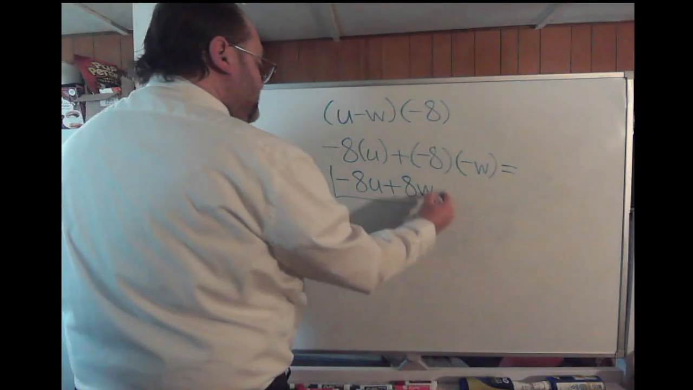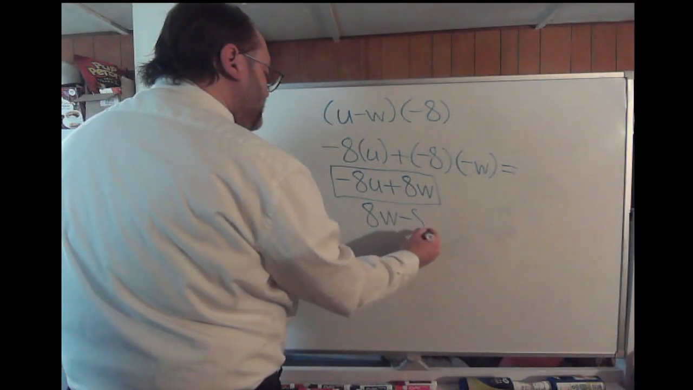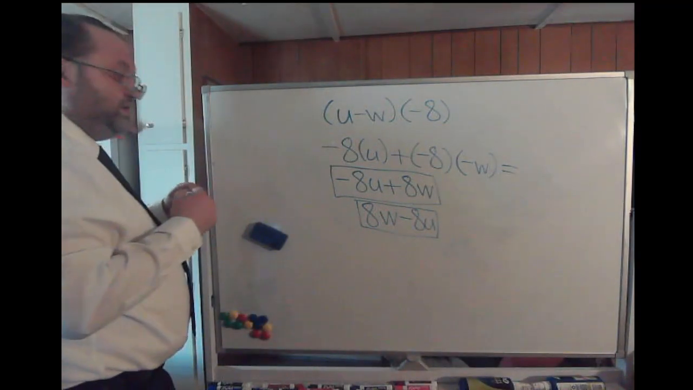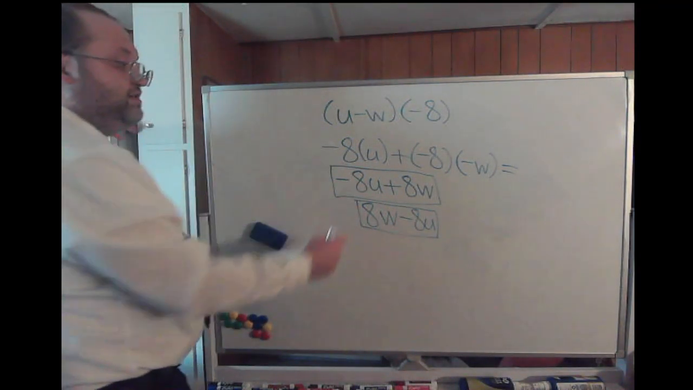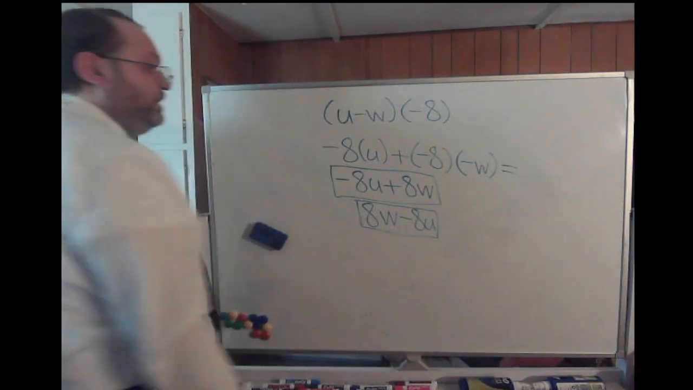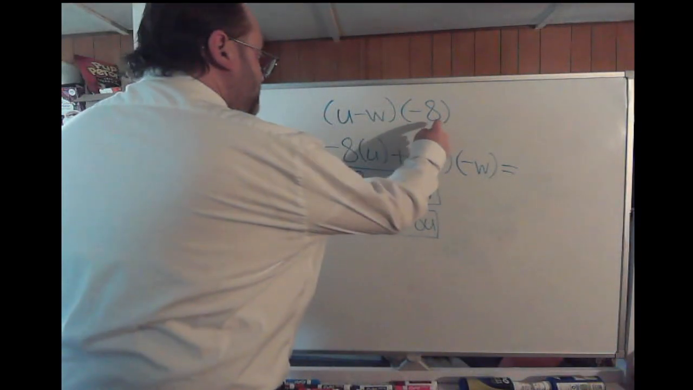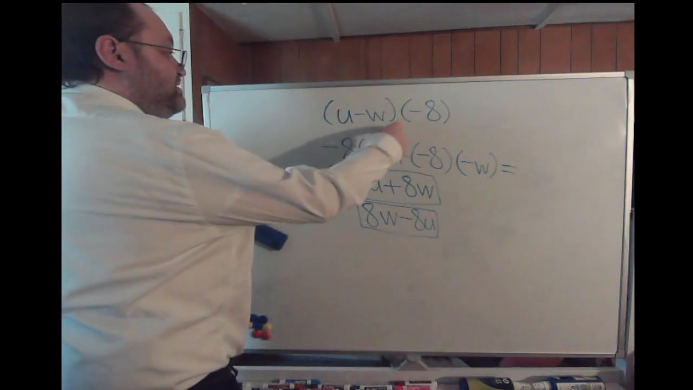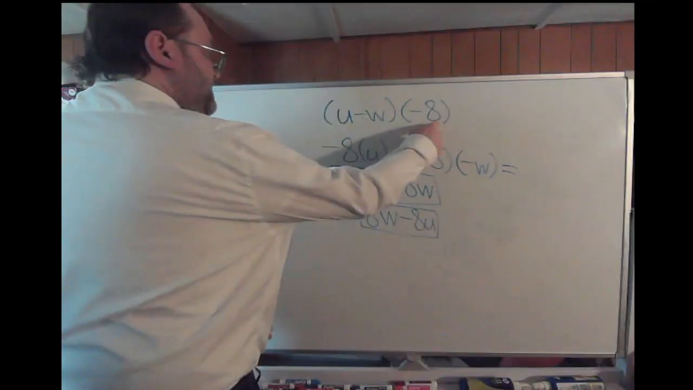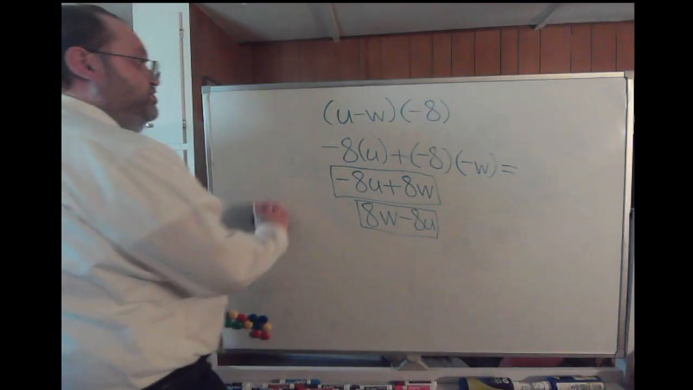So you'll get negative 8u plus 8w, or you may see it written as 8w minus 8u by the commutative property. That is also allowed. So you may see it written one of two ways, negative 8u plus 8w, or 8w minus 8u. Either way, you got it correct. So again, just carry the term outside the parentheses, multiply it by the first term, plus you take that term outside the parentheses, multiply it by the second term, then you simplify it. That's all there is to the distributive property.